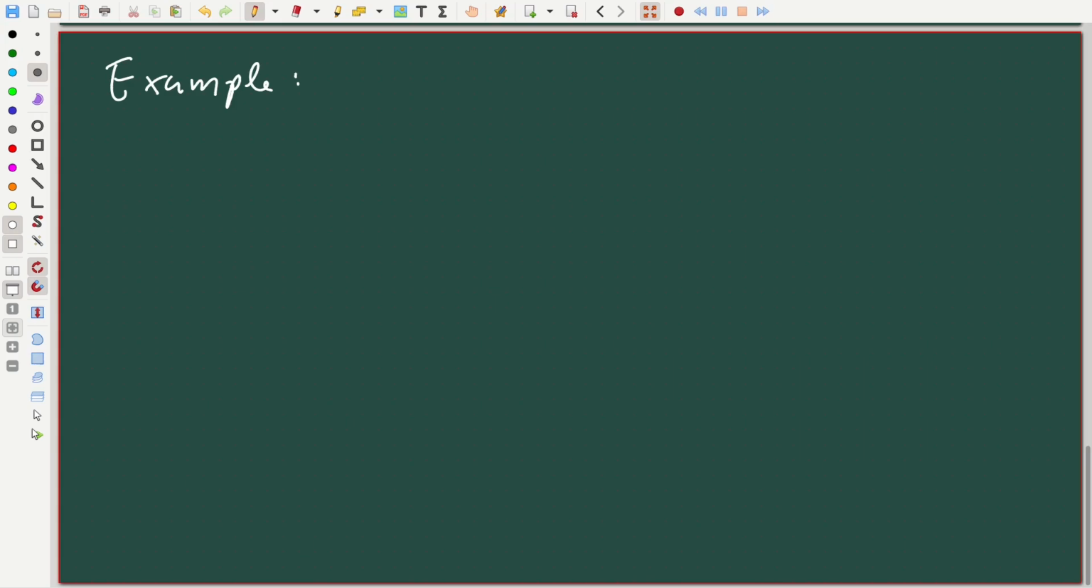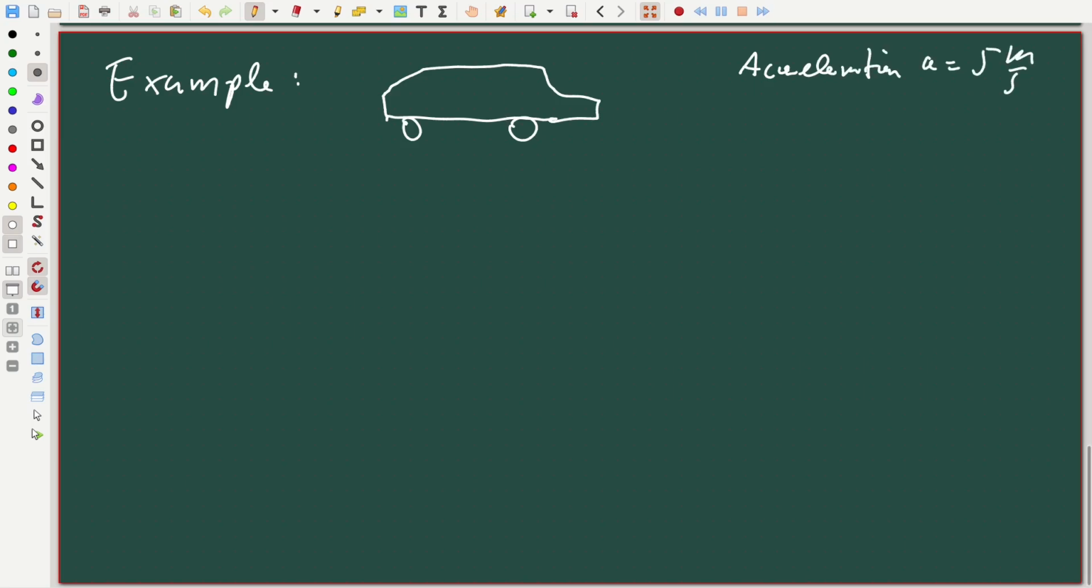So we can, for example, draw a car here. Again, we use a car, but it could be also any other object. And this car has an acceleration a, which is, for example, 5 meters per square second. It's maybe a little bit too much for a car. It's half of the g factor, but let's just take it as an example.